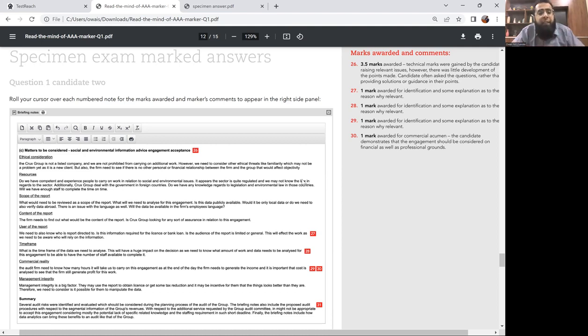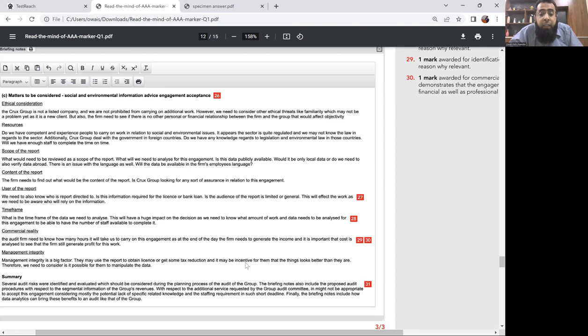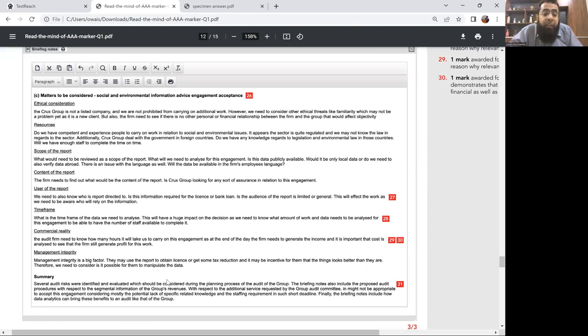But overall, if we look at his answer, he has been given fewer marks because he did not apply his points to the question. If you read his answer, he's just using general comments. Management integrity is a big factor. They may use this report to obtain the license or get some tax reduction, and it may be an incentive for them to make things look better than they are. Therefore, we need to consider, is it possible to manipulate the data? Again, some general comments. So if you look at his entire answer, there are lots of general comments, like this integrity issue, which has no relation with the question.